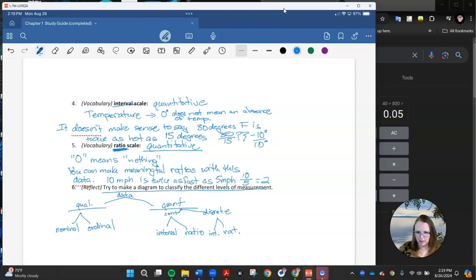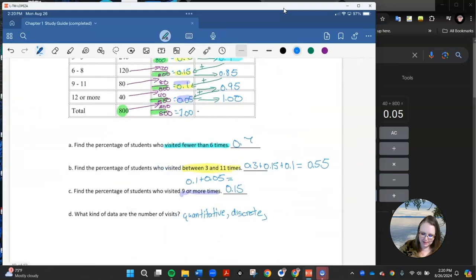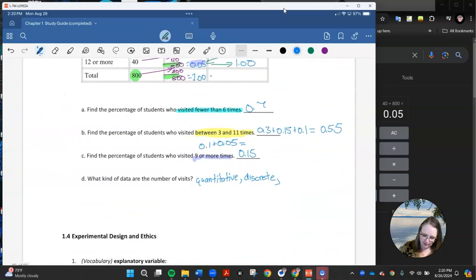Really the question you're asking is, is it temperature? If it's not temperature, then it's ratio. But let's ask, is it ratio? Does 0 mean there were no visits? Yes, 0 means there are no visits. Are 10 visits more than 5 visits? Double 5 visits? Yes, we can make a ratio out of the number of visits. And so it is ratio.